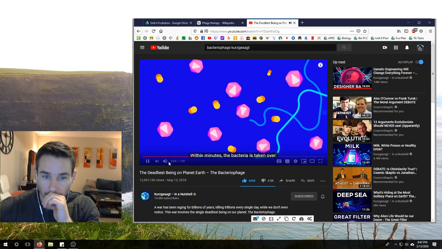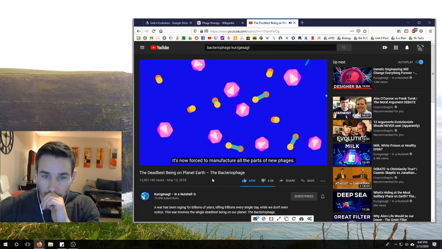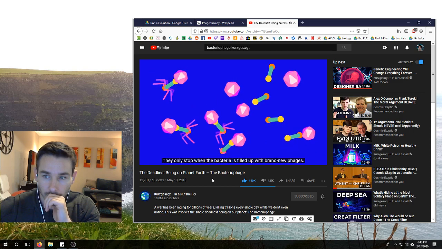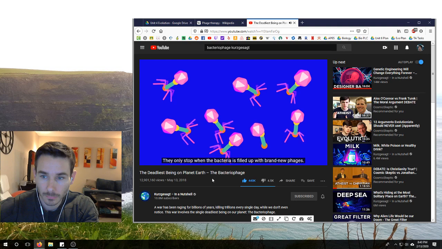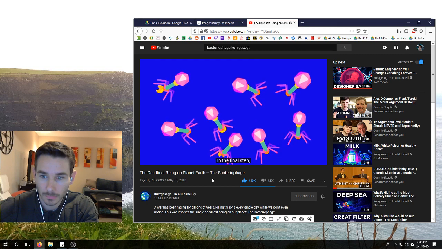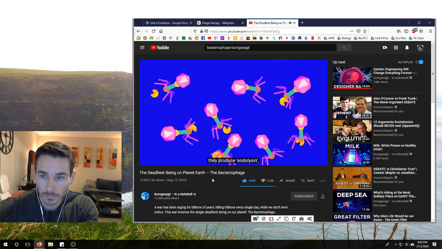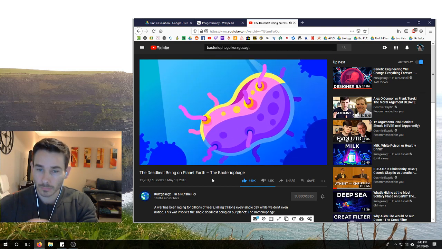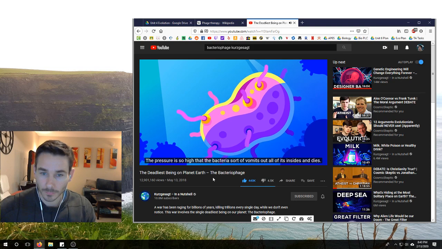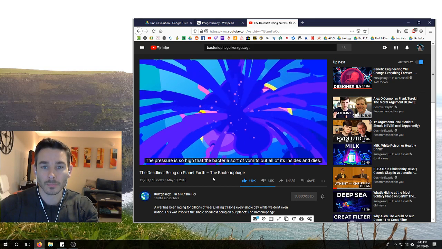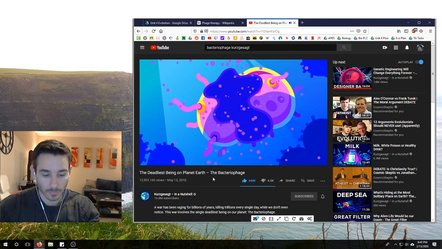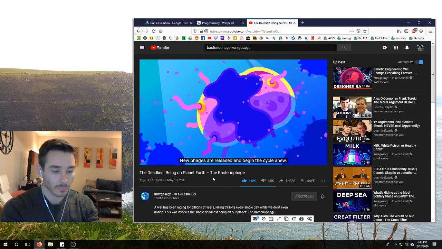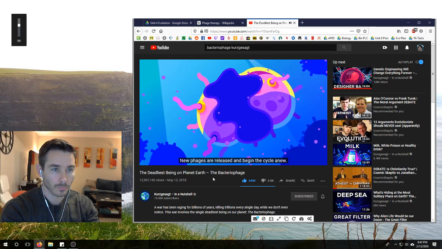The bacteria is taken over. It's now forced to manufacture all the parts of new phages. They only stop when the bacteria is filled up with brand new phages. In the final step, they produce endolysin, a powerful enzyme that punches a hole in the bacteria. The pressure is so high that the bacteria sort of vomits out all of its insides and dies. New phages are released and begin the cycle anew.